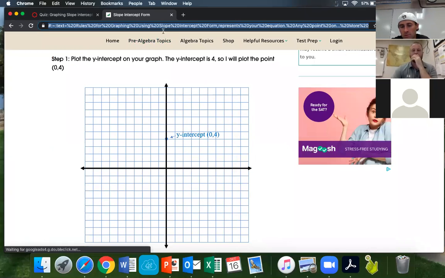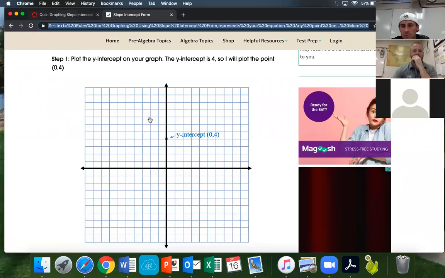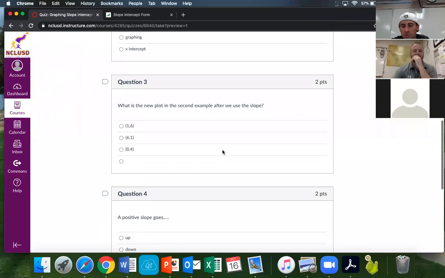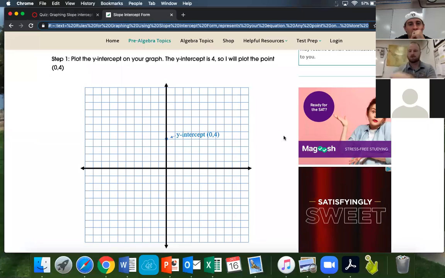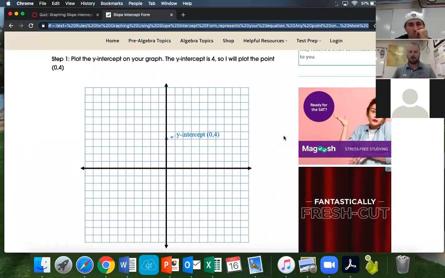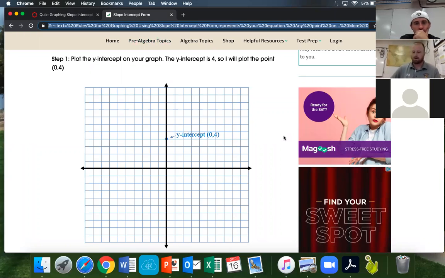This is just another example, guys. Now it's going to go on and ask, what is the new plot in the second example after we use the slope? Here's our second example. They're giving us the exact same thing I just drew, except it's a little bit more clean.